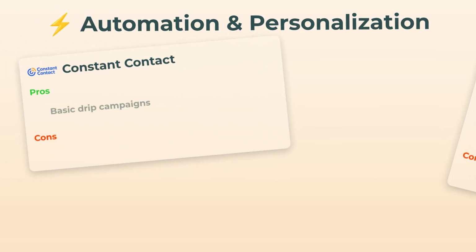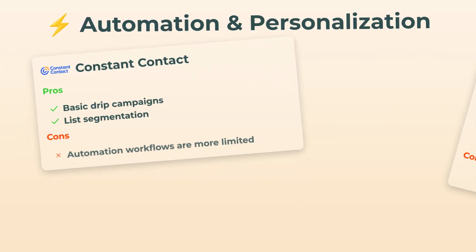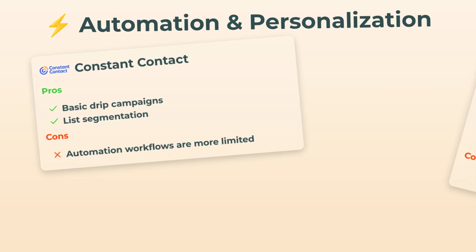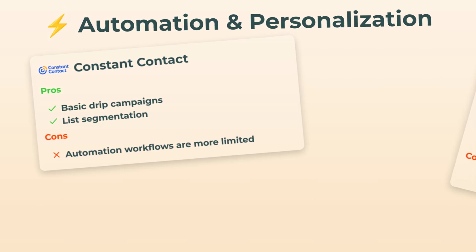Next up, automation and personalization. So with Constant Contact, you do get the basics, drip campaigns, list segmentation, the usual suspects. But the advanced automation options, yeah, they're just not as flexible or powerful. Moosend, though, this is where they flex.